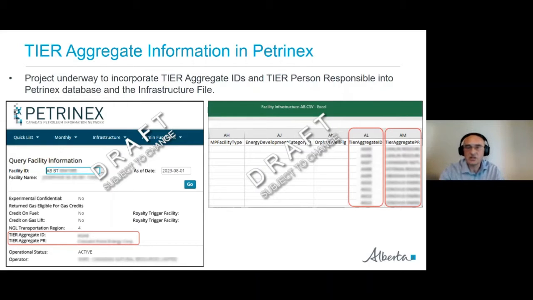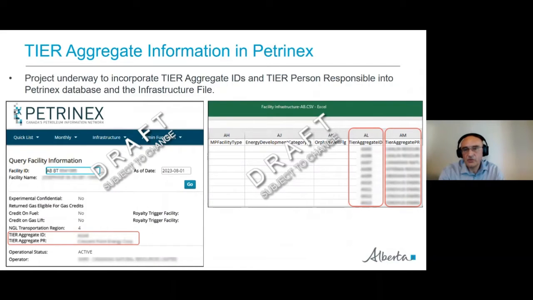provide volumes to Petronex. And you will see further down on that screen two new fields, which are called tier aggregate ID and tier aggregate PR. Tier aggregate ID is actually what it says, and tier aggregate PR is the aggregate person responsible. So those two will be in addition to whatever is provided right now in Petronex.